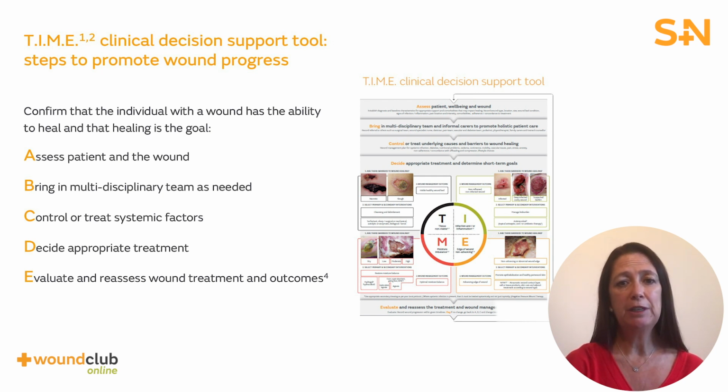It is important to identify that the patient has the ability to heal and that healing is the goal. If healing is expected, it is important to assess the patient, their environment, and the wound. Next, bring in specialists as needed to control or treat systemic factors such as nutrition, diabetes, vascular compromise, or others. Decide appropriate treatment by using the T.I.M.E acronym to identify and prioritise barriers to healing. And lastly, during the course of care, evaluate the results of the treatment.